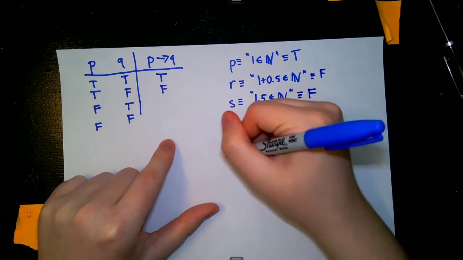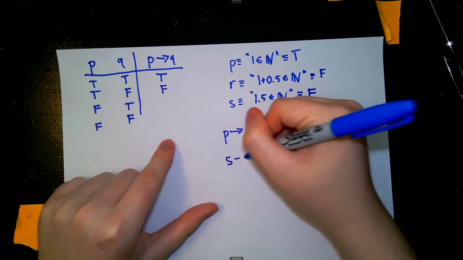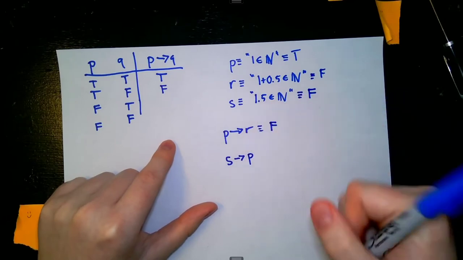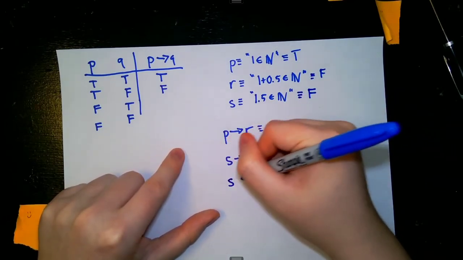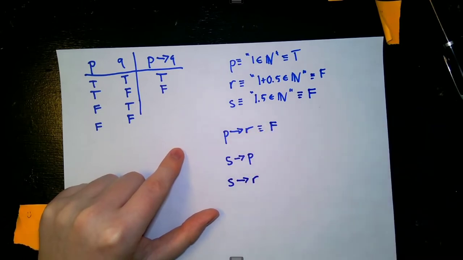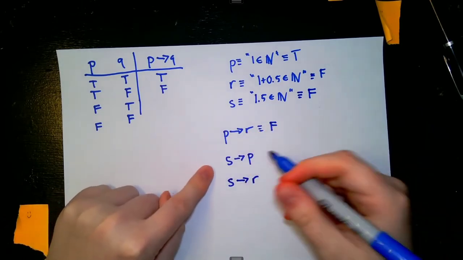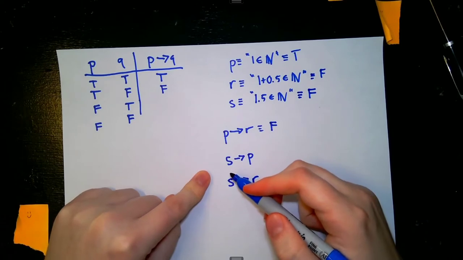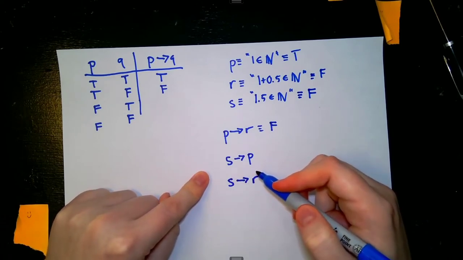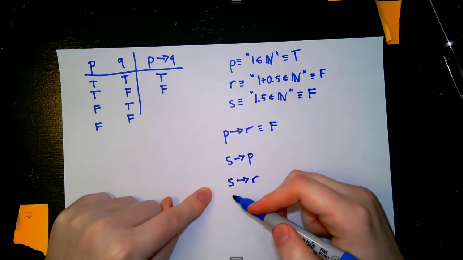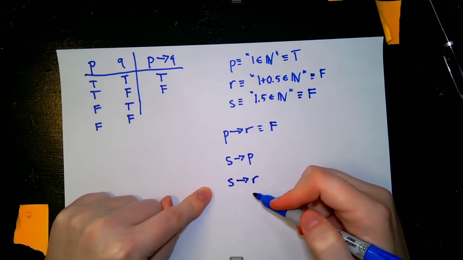So now what I want to do is take a look at S implies P, or if S then P. And I also want to take a look at S implies R. So what this statement is saying is that if S is true, then P is true. Down here we're saying if S is true, then R is true.